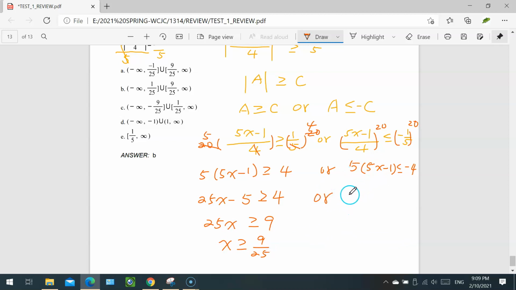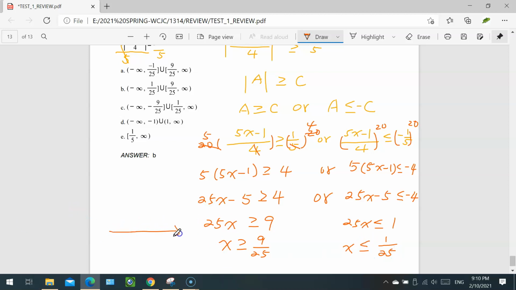Or do the same way here. 25x minus 5 less equal than negative 4. So 25x less equal than 1, because negative 5 turns to the right hand side. It turns to the positive. So 5 minus 4, you get a 1. Divide by 25, it gives us x less equal than 1 over 25.